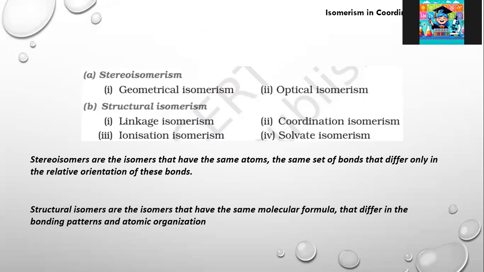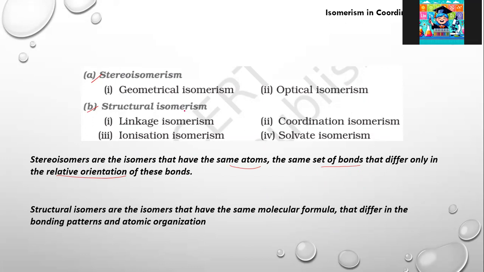Generally, for coordination compounds, there are two types of isomerism. First is stereoisomerism, second is structural isomerism. The difference between stereoisomerism and structural isomerism is as given here. Stereoisomerism is for compounds that have the same atoms and the same sets of bonds. The type of bonds and the atoms forming them are the same, but the only difference is the orientation of these bonds, or spatial orientation. How these groups or atoms are arranged in space is different for stereoisomers.